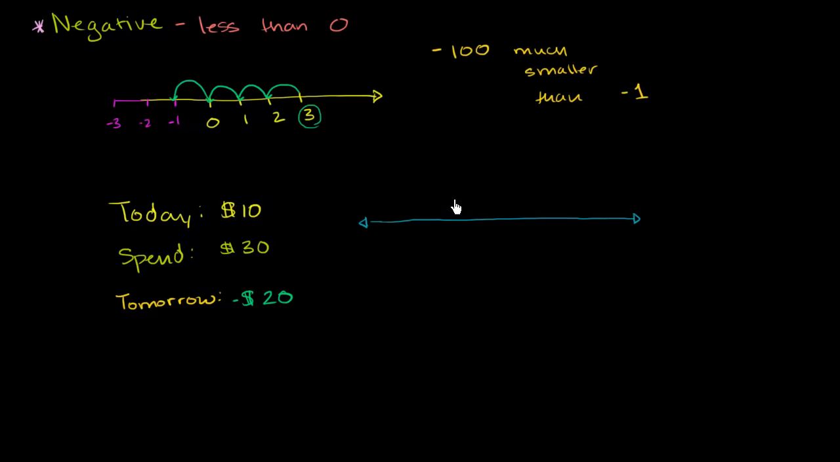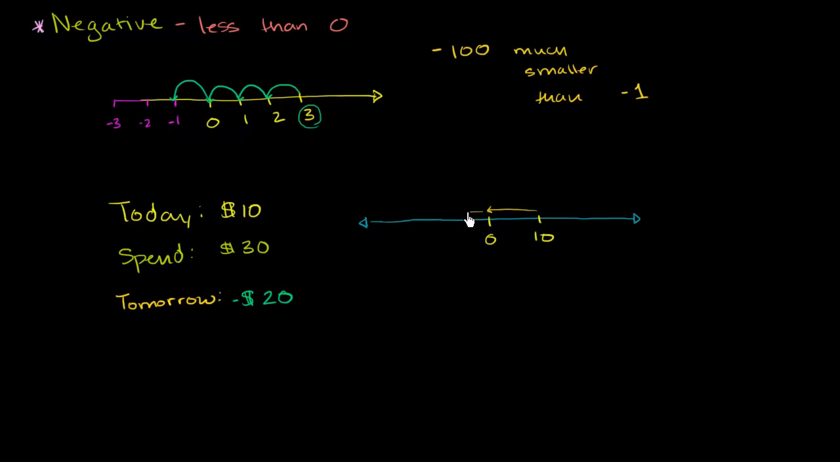If we use the number line here, it should hopefully make a little bit of sense. That is 0. I'm starting off with $10, and spending $30 means I'm moving 30 spaces to the left. If I move 10 spaces to the left, if I only spend $10, I'll be back at 0.